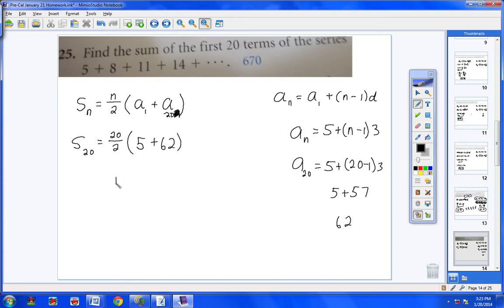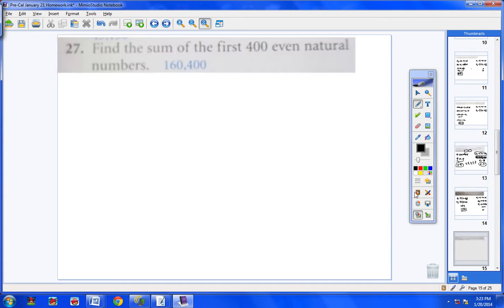20 divided by 2 is 10. 5 plus 62 is 67. And 10 times 67 is 670. So just like that, you found the sum of the first 20 terms of this series. Now you could have written out all 20 terms and then added them up with the calculator, but these formulas do make it a little quicker. Okay, let's move on to number 27.